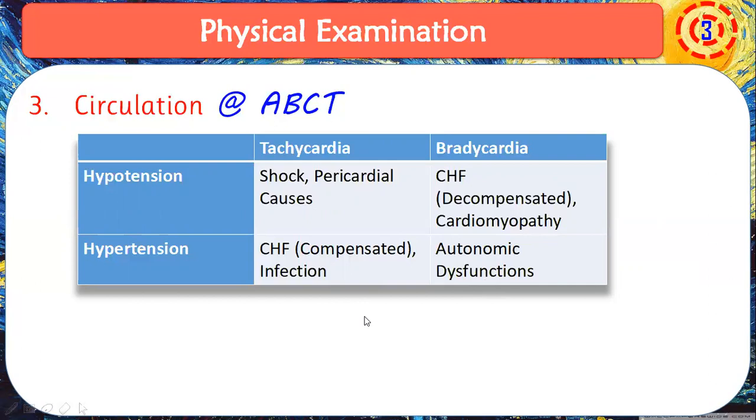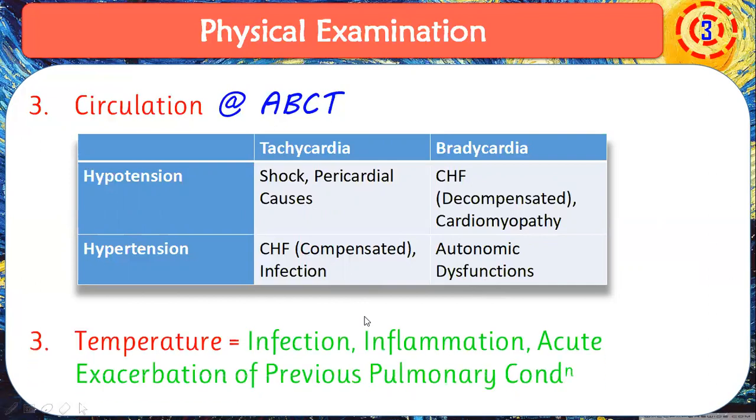The final thing that we'll be looking at is temperature. In temperature, we generally have increased temperature. The causes of increased temperature could be infection, any kind of inflammatory condition, specifically systemic inflammatory conditions, and acute exacerbation of a previous pulmonary condition, for example, asthma or COPD.